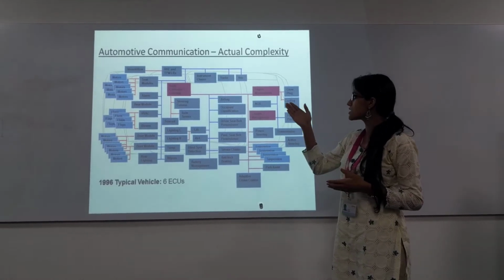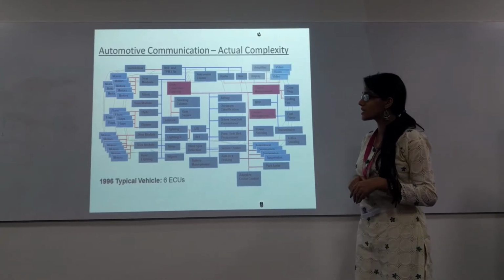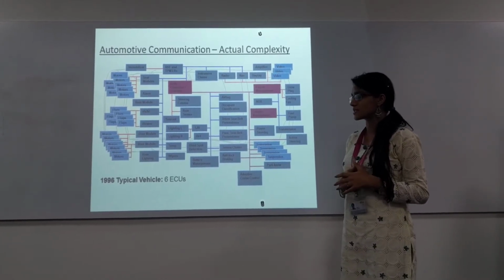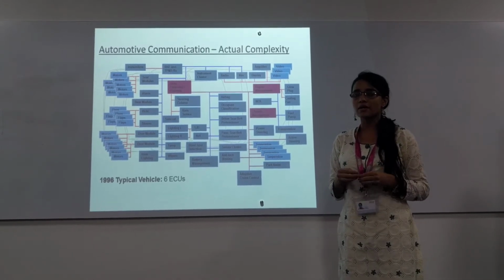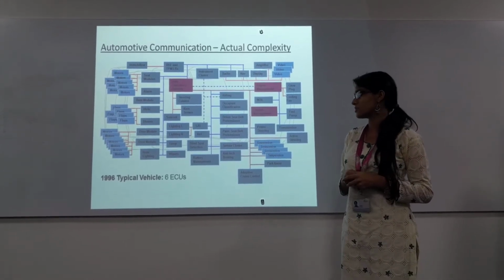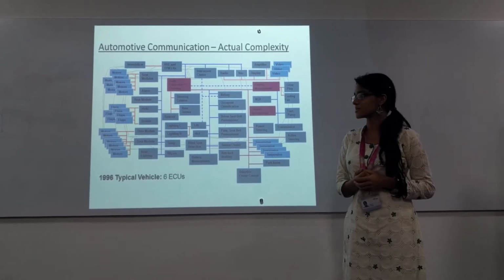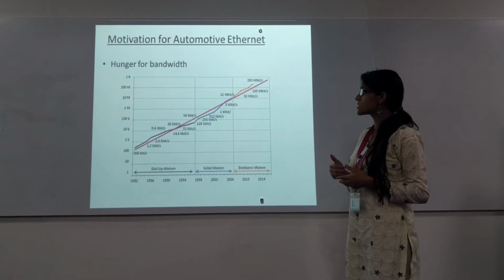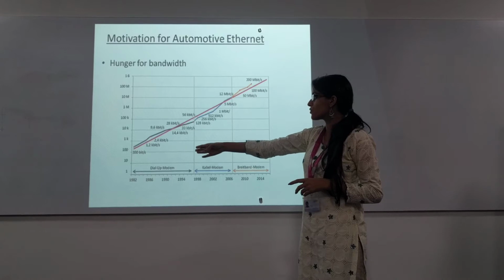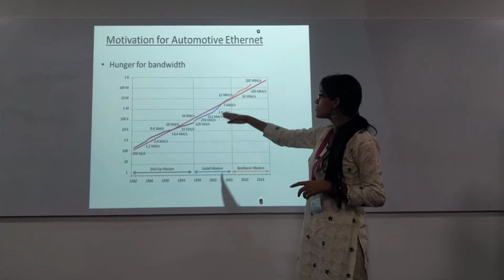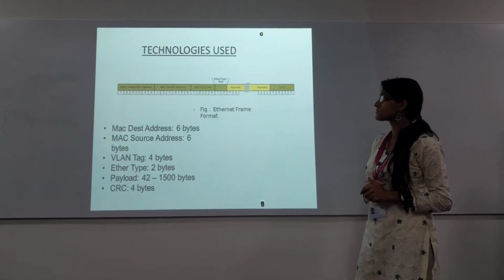As you can see, all these ECUs came into existence with advancement in time. So when these ECUs increased to a drastic number, the major requirement was greater bandwidth and a more reliable mode of communication. When all these requirements were in the picture, Ethernet came into existence. As you can see, the hunger for bandwidth gradually increased from 100 bits per second in 1982 to almost 100 megabits per second by 2014.